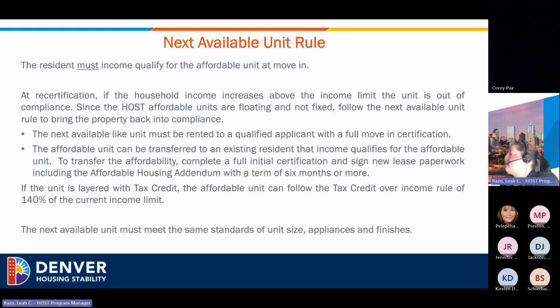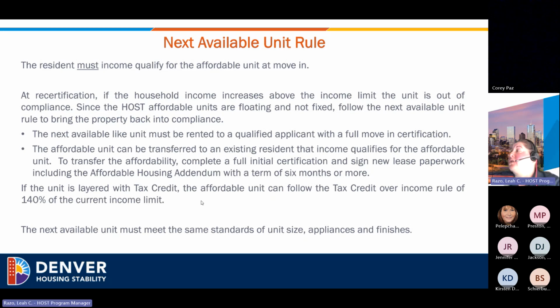The affordable unit can be transferred to an existing resident that income qualifies for the affordable unit. To transfer the affordability, you need to complete a full certification, sign new lease paperwork, and the affordable housing lease addendum.